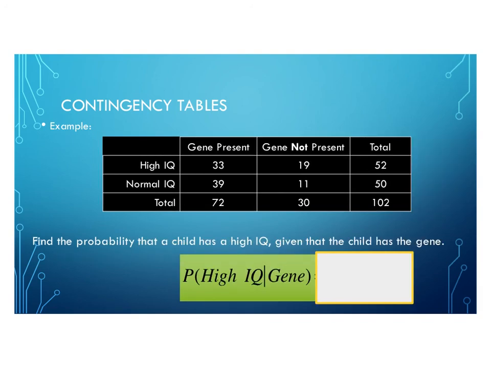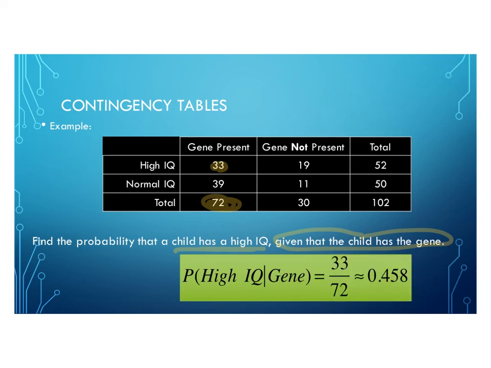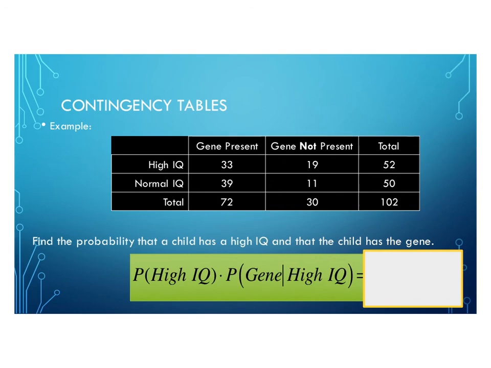Next question, we want to find the probability that a child has a high IQ given that the child has the gene. Okay, so this one's a little different because we already know that the child has the gene. So gene present, 72, and has a high IQ, 33. And I believe here is our last one.